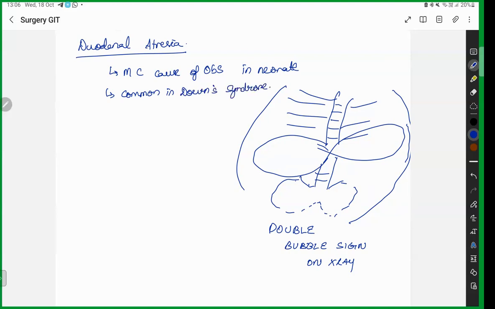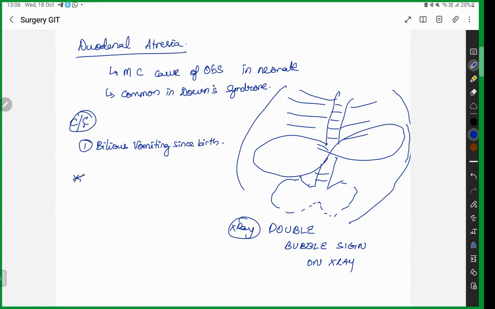Okay, so what are going to be the clinical features? Clinical features are bilious vomiting since birth. Then what is going to be the x-ray finding? I already told you the x-ray finding is going to be the double bubble sign. And then what is going to be your management?